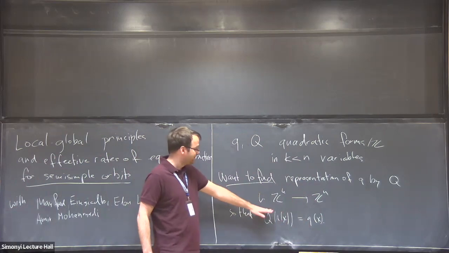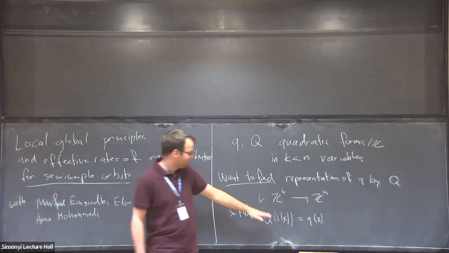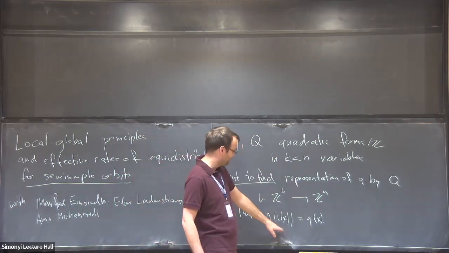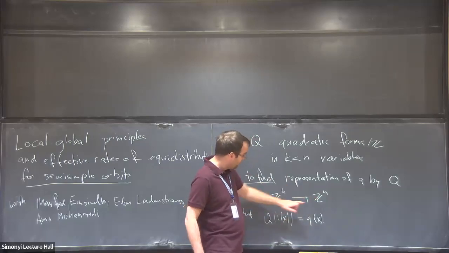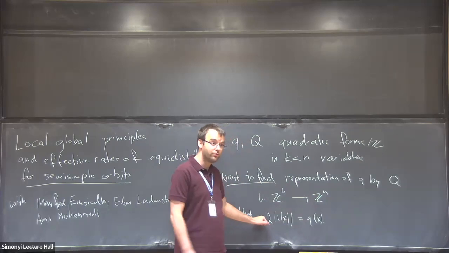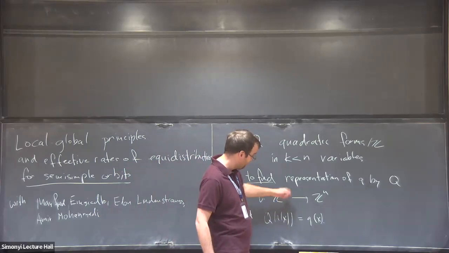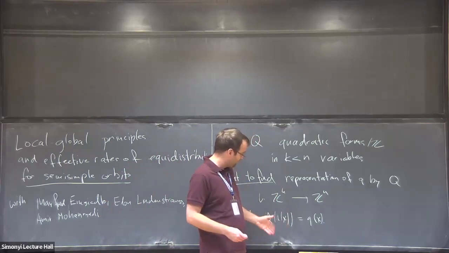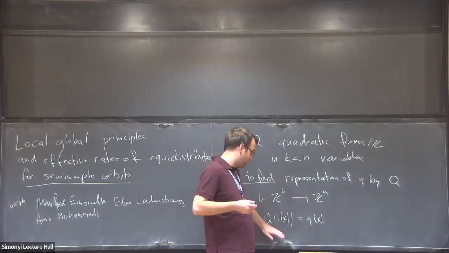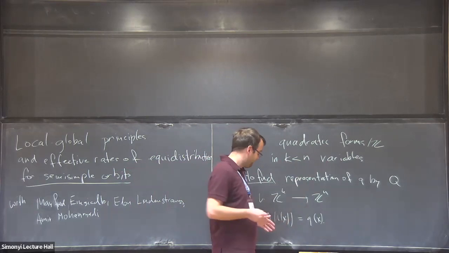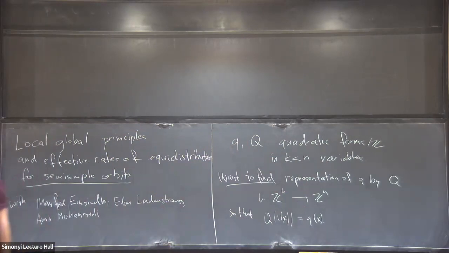For instance, the first case you should think of is k equals 1. Then, because you know exactly what quadratic forms in one variable look like, all you're looking for is a representation of some integer by your quadratic form Q. If you take k bigger than 1, basically what you're looking for is a bunch of vectors where, very vaguely put, the lengths and the angles are predefined by this quadratic form.